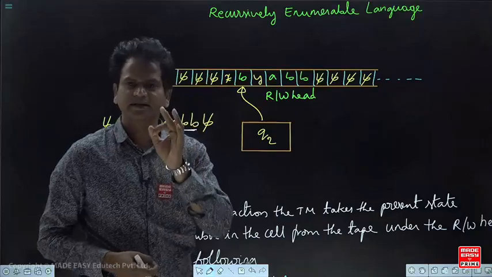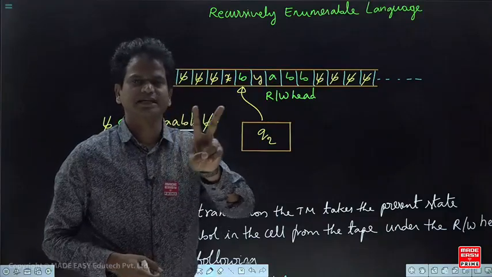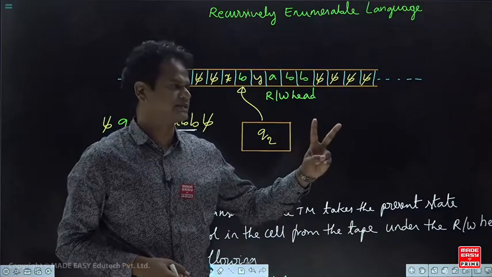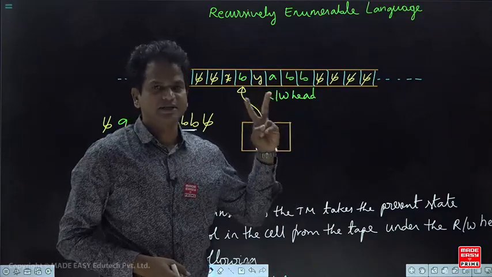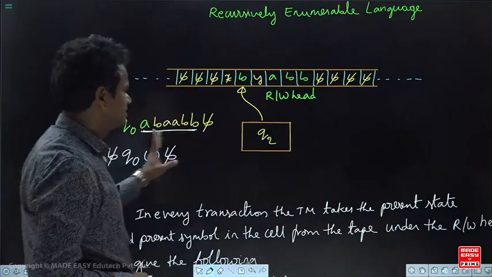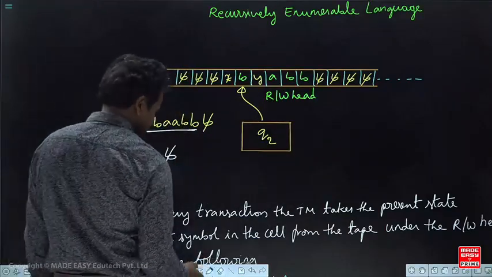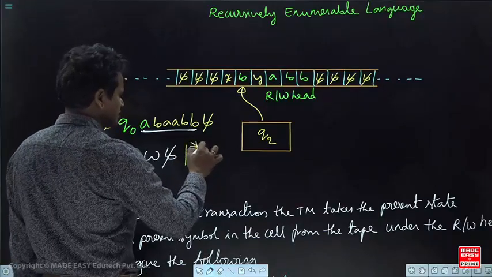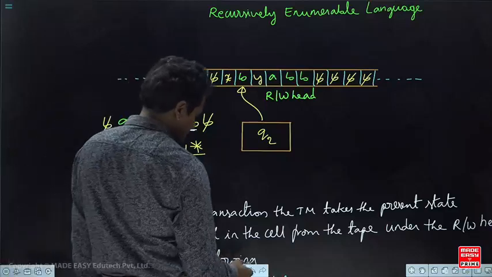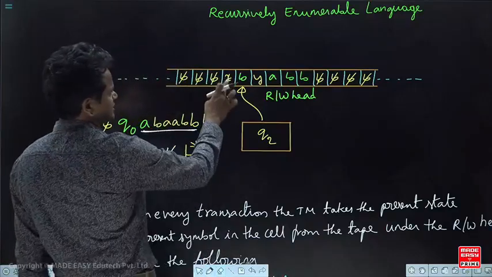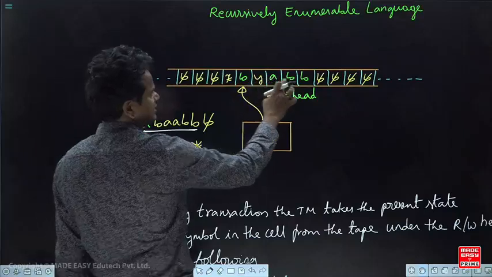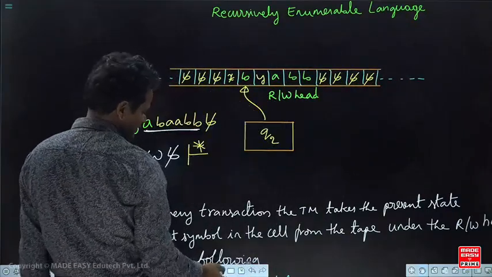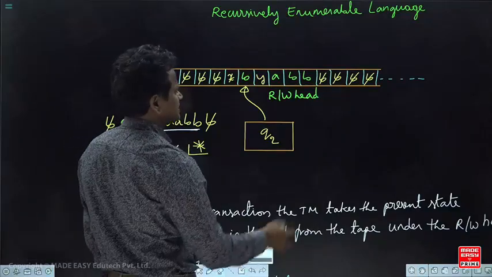So here only two conditions must be satisfied if the string is accepted. What are they? It must start from the initial ID. After that, when the machine stops, it can stop anywhere, either at the first symbol or here. Where the machine has stopped doesn't matter.